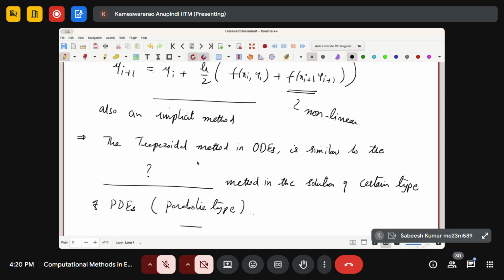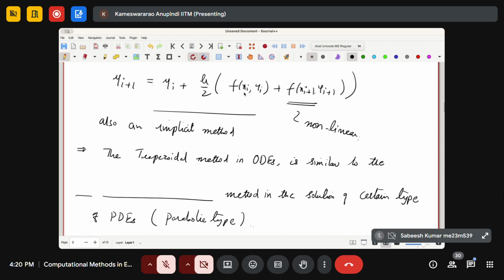So we have looked at this in the basics of finite difference method, when we were trying to solve the one-dimensional transient heat conduction problem. You remember from the previous classes, in the context of solution of PDE, there is a method which is exactly like this, where we have done similar kind of splitting. You may recall that as the Crank-Nicolson method. Okay, so Crank-Nicolson method in the solution of PDEs is nothing but the trapezoidal method in the context of ODEs.